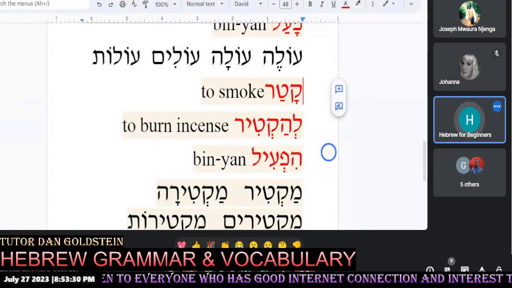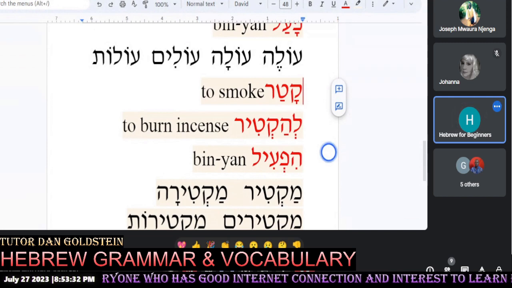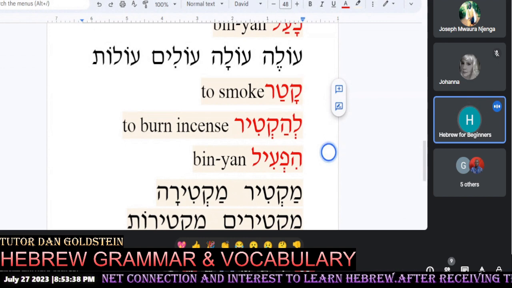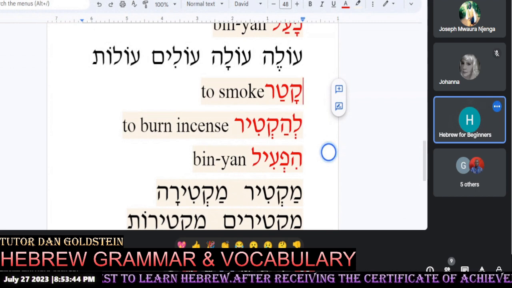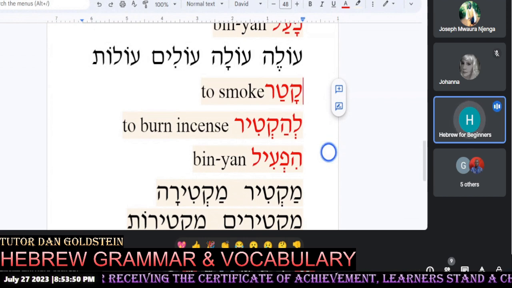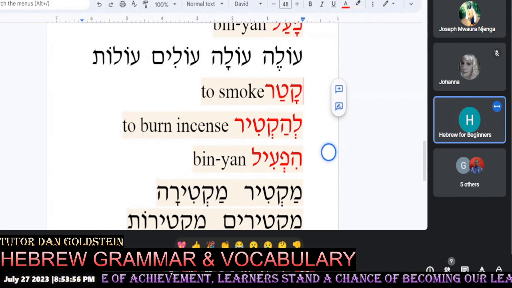Or we talk about the ketoret, which is a noun that comes from the word katar. A ketoret means incense. L'haktir et haketoret, to cause the incense to go up in smoke. So we understand a little bit more about the causative verb class. This is the third of the active verb classes.